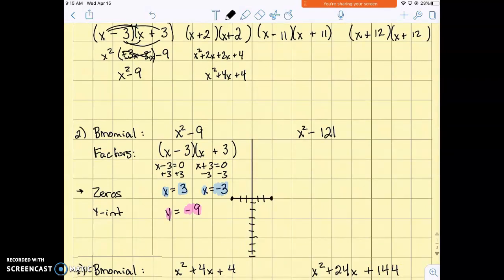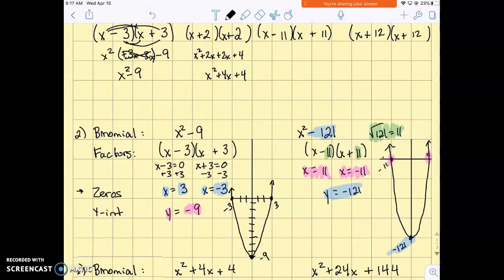So I redrew my graph so that I have positive 3, I have negative 3, and I have negative 9. Now I want to connect my dots with a nice smooth curve. Easy peasy, just like that. Cool, good job. Pause the video, do the problem on the right, and come back and check your work.